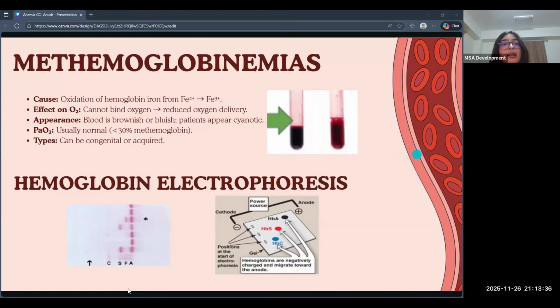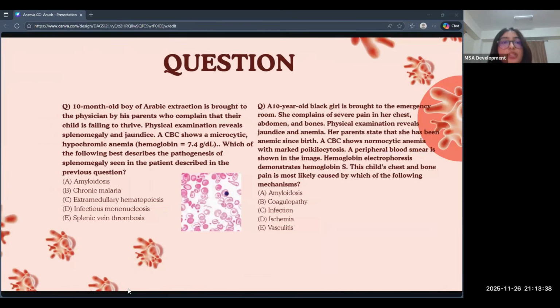Okay. Now coming to our final questions of the day. So we have a 10-month-old boy of Arabic origin. He's just Arab. I don't know why this question phrased it so weird. He's brought to the physician by his parents, complaining that the child is failing to thrive. Very important to remember. Physical examination reveals splenomegaly and jaundice. CBC shows microcytic hypochromic anemia. Very important. Which of the following best describes the pathogenesis of splenomegaly seen in the patient described in the question?